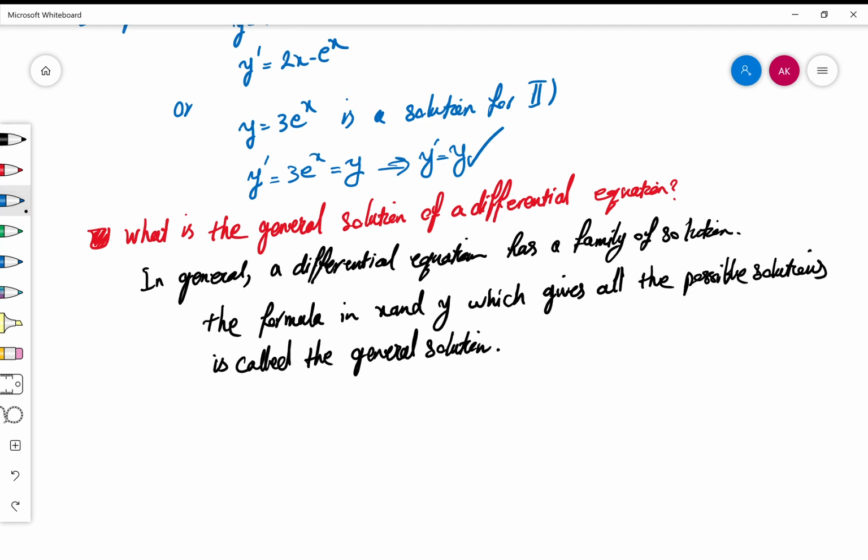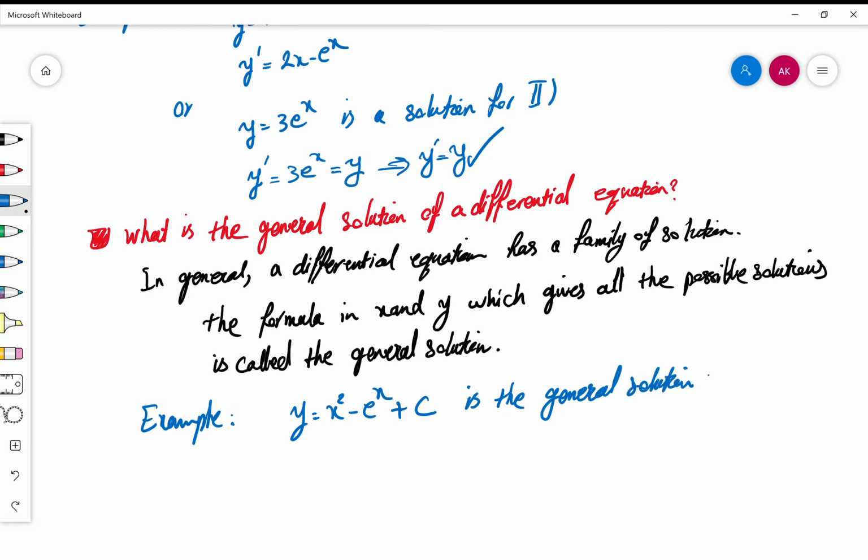Well, for example, in the examples we had, y equals x squared minus e to the power x plus any constant. You see, there is a constant here, so it means that you can change that constant, get different solutions, and all the solutions are given by this. This is the general solution for y prime equals 2x minus e to the power x.